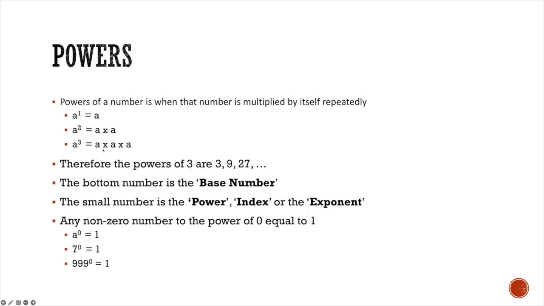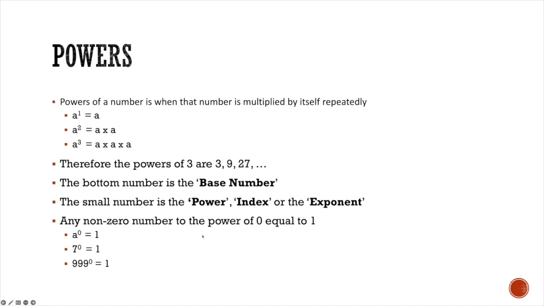Therefore, 3 to the power 1 is 3, 3 to the power 2 is 3 into 3, 9, 3 to the power 3 is 3 into 3 into 3, 27, likewise. The bottom number is the base number, and the small number is the power, index, or sometimes exponent.